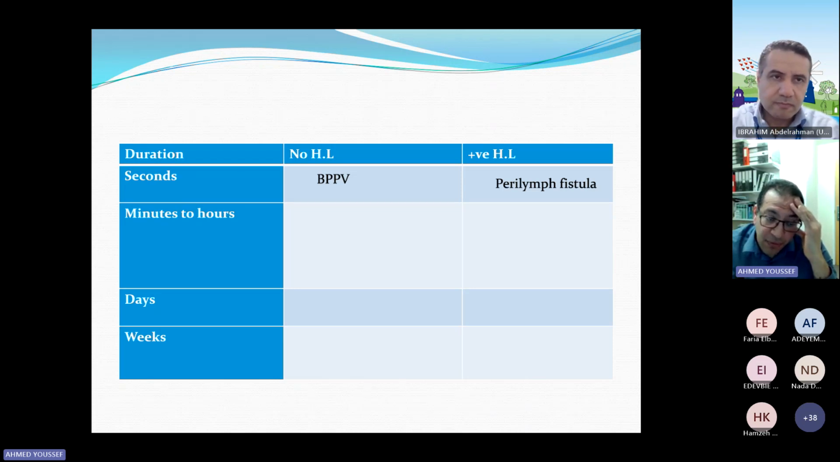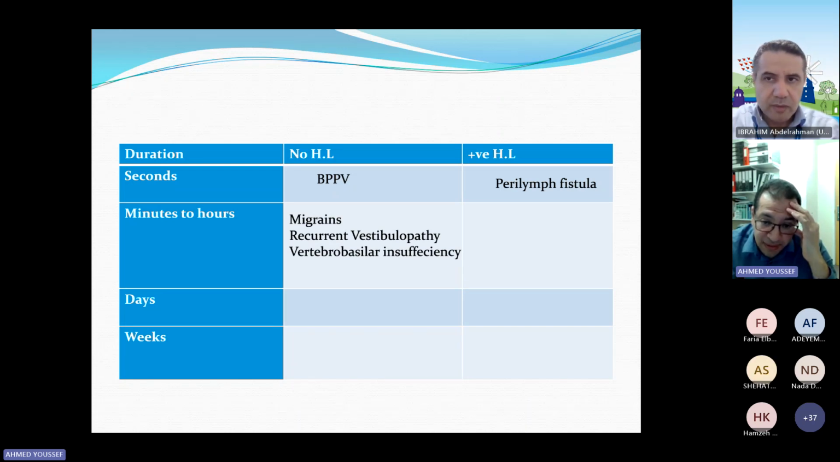If the dizziness lasts between minutes to hours and there is no hearing loss, this could be migraines, could be vertebrobasilar insufficiency. Recurrent vestibulopathy is basically repeated episodes of rotatory vertigo, and that's it. Most of these patients would turn out eventually to be either migraines or Meniere's disease. And if there is hearing loss, of course, and the dizziness is lasting minutes to hours, it will be one of the Meniere's family, either the Meniere's syndrome or the disease. It could be Cogan's disease if there is some scleritis with it, but it is basically a form of Meniere's.